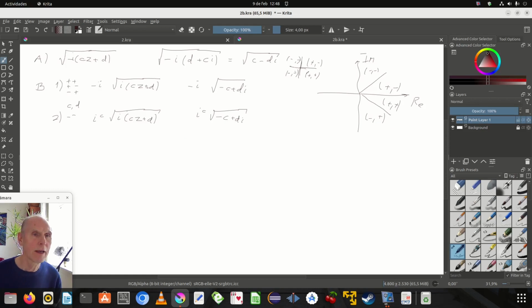Here. And now we have to do this with the other side. So first minus c plus di, this is the square root, minus c plus di, so this is minus plus, plus plus, plus minus, and minus minus. And then we take the square root.